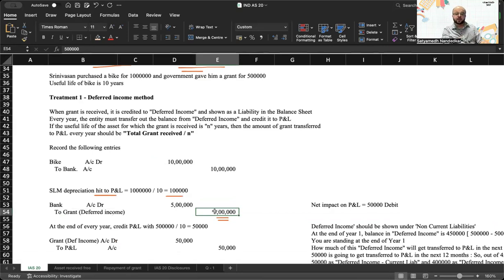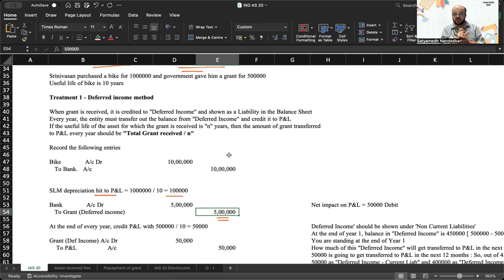Now pay attention. Assume that the useful life of the bike is 10 years. Now, if the useful life of the bike is 10 years, the cost of the bike is going to be debited to P&L in the form of depreciation over 10 years. So 10 lakh upon 10, if we are using the straight line method of depreciation, we will be debiting 1/10 of the cost to the profit and loss account every year. So we'll record the entry depreciation account debit to accumulated depreciation, and 1 lakh of expense goes to profit and loss account every year. Now you have credited an account called the deferred income government grant account.